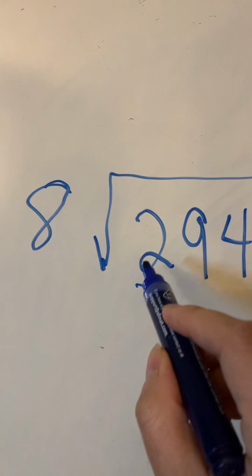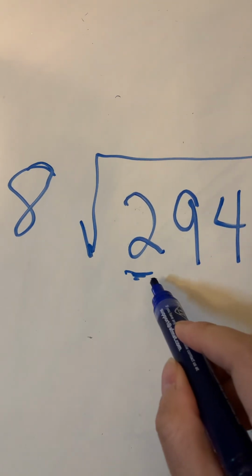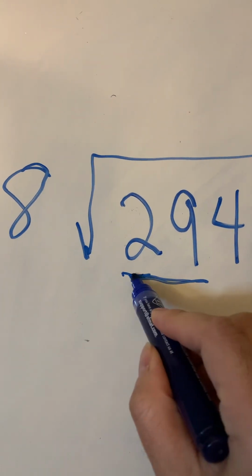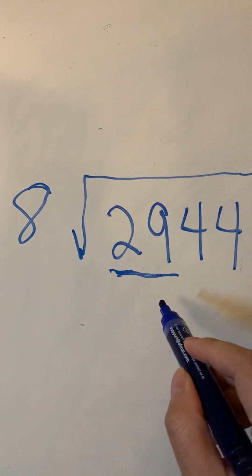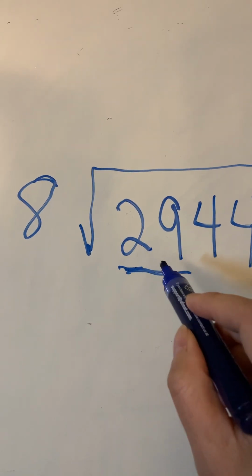Then from left to right, you go to each number. Does 8 go into 2? No, it's bigger than 2. So anytime it's bigger, you go to the next number. Does 8 go into 29? Yes. How many times does 8 go into 29?